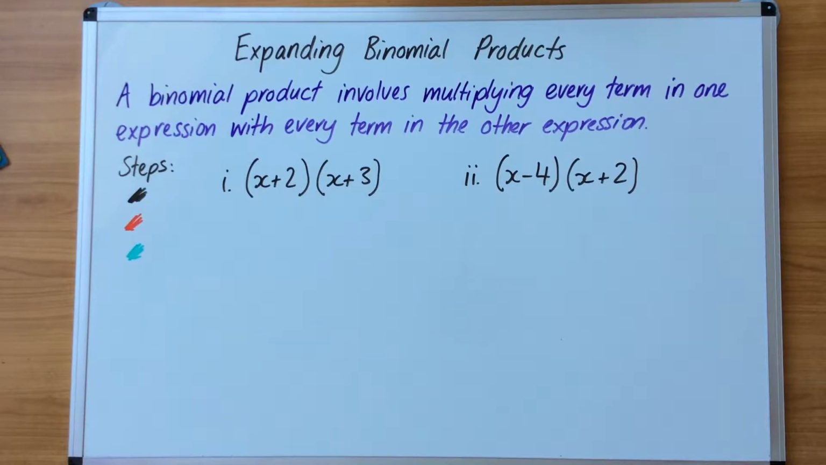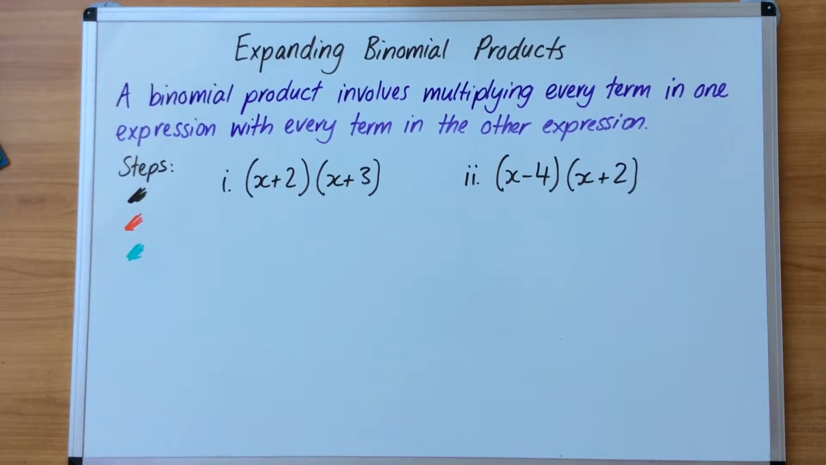In this video, we are going to focus on expanding binomial products. A binomial product involves multiplying every term in one expression with every term in the other expression. So I'm going to calculate a few questions here for you using the steps key, with black being the question, and then we go from red to green.